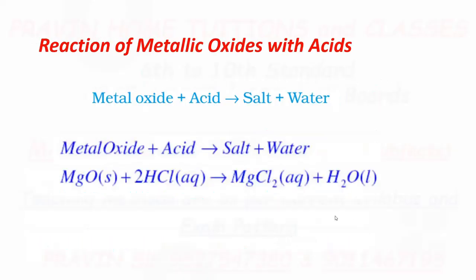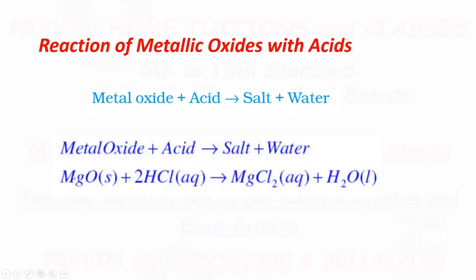Now, reaction of metallic oxide with acid. So metallic oxide: when metal reacts with oxygen, they form metallic oxide. And these metallic oxides, when they react with acid, form salt plus water.